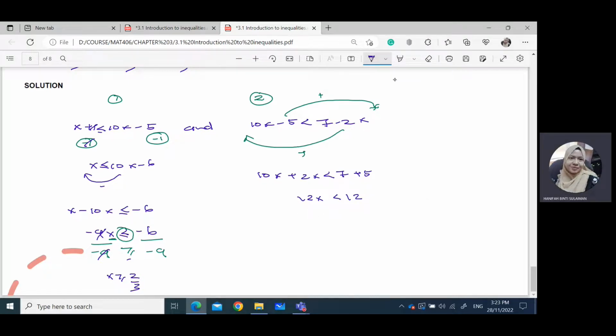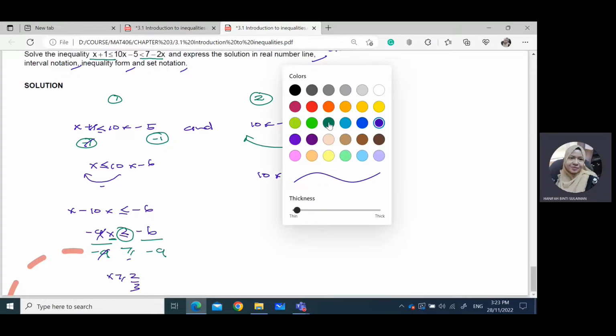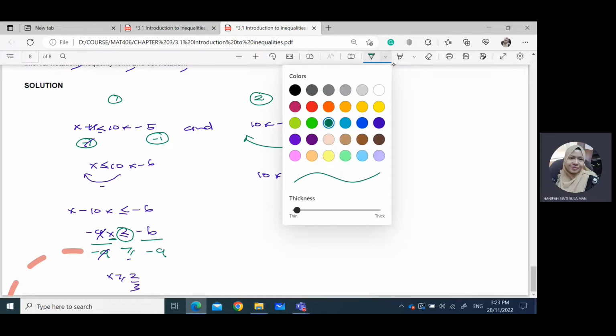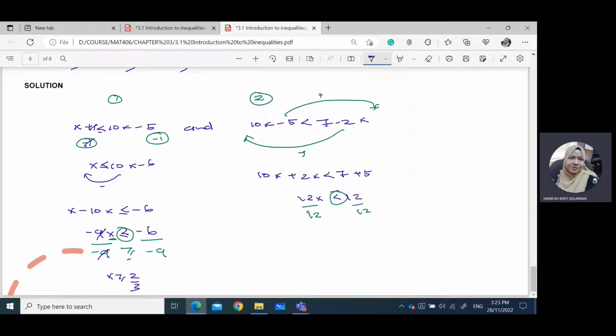So divide all the terms by 12. So kita divide dengan nombor positif. Jadi sign ni tak perlu berubah. Okay, unchanged. Okay, selesaikan 12x over 12. We have x. 12 over 12 we have 1. So x is less than 1. Okay, so x is less than 1.